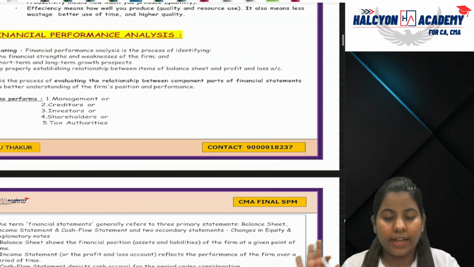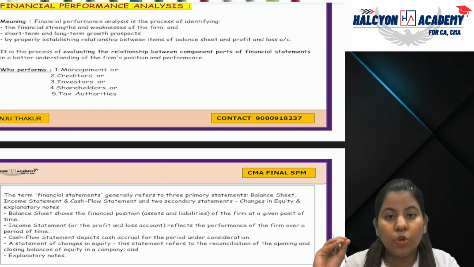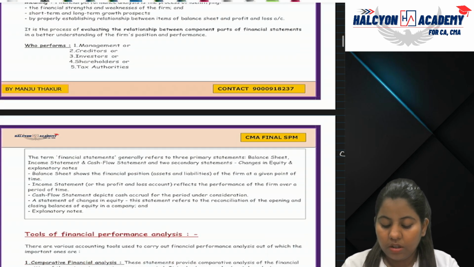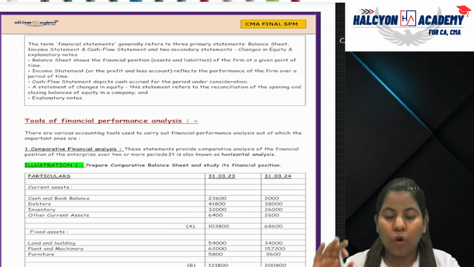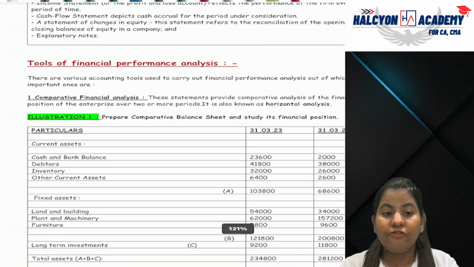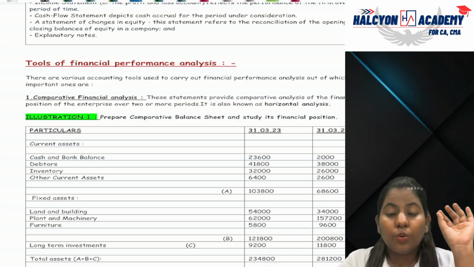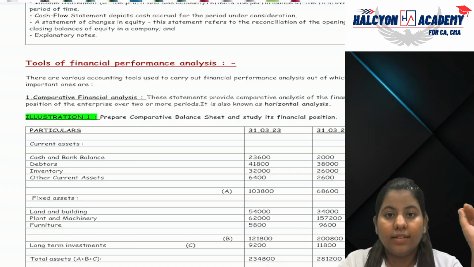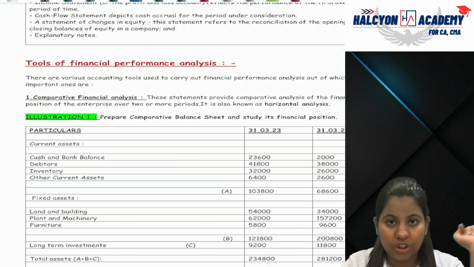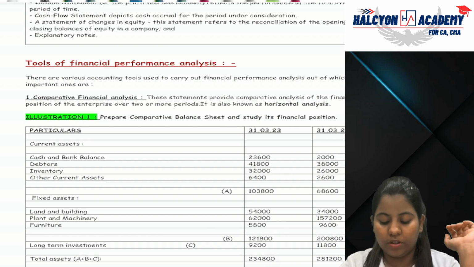We started the second topic. I told you what is financial performance analysis and who performs it. Now we are going to continue the same topic, in which we are going to learn the tools of financial performance analysis. What are the tools which are used to analyze the financial performance of any organization? So there are total 5 tools which we have to study in this chapter.